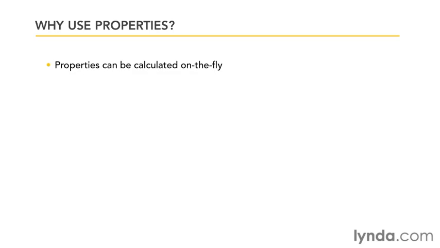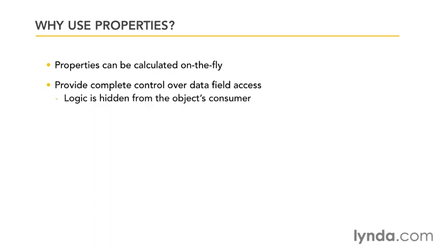A couple of reasons. First, properties can be calculated on the fly. So if you wanted to expose a property that looks like a member variable, but has some logic behind it that actually gets calculated on the fly whenever it gets accessed, read, or set, then you can use a property for that. Properties also provide complete control over the data field access because the logic is hidden from the object's consumer. The consumer of the object's property doesn't need to know how it's calculated or what's being calculated.